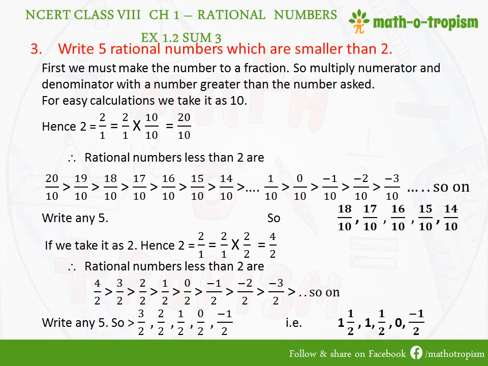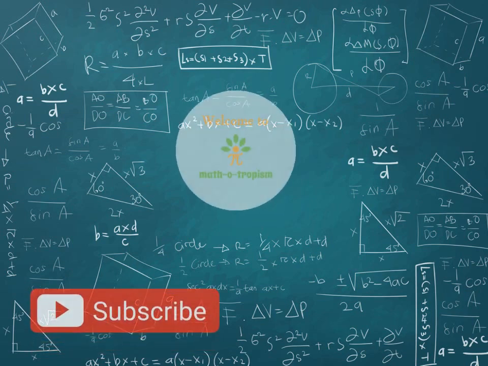So we can write any 5 rational numbers smaller than 2 either as 18 by 10, 17 by 10, 16 by 10, 15 by 10, 14 by 10, or 1 and 1 by 2, 1, half, 0, minus half. These are just examples. There are numerous ways in which you can do it if you change the multiplication factor.